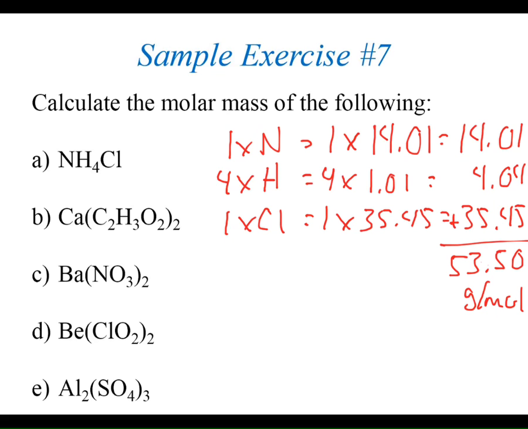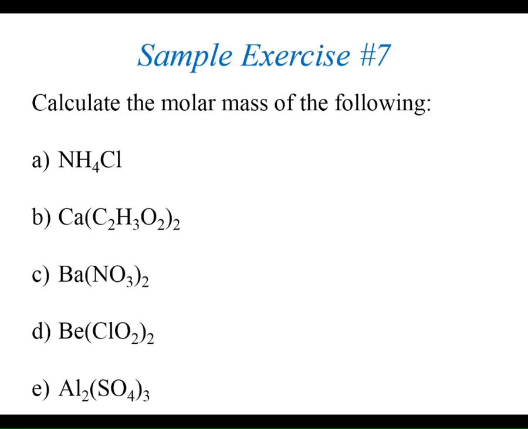Okay, let's try calcium acetate together here. So, we got a lot of numbers and some parentheses. So, how many calciums do I have? 1 calcium. That's the easy one. How many carbons do I have? 4, right? 2 times 2. Right, because there's the parentheses. So here's 2 and here's times 2, right? How many hydrogens do I have? 6 hydrogens. And how many oxygens? 4. Okay, so there you go.